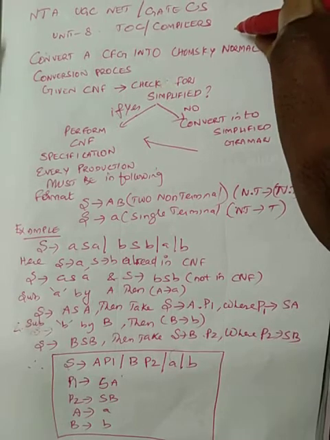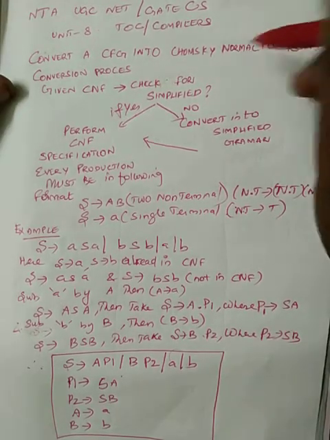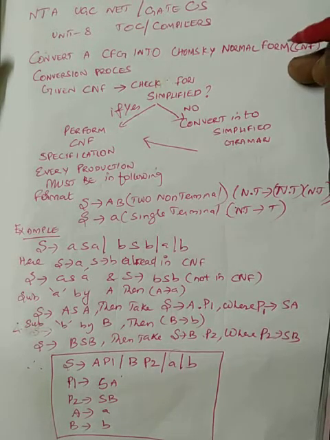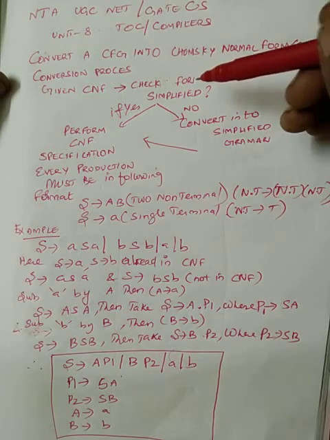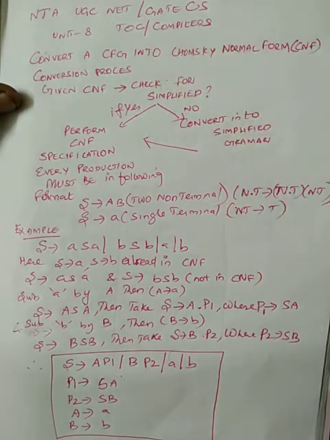Here I'll be discussing another very important concept in TOC and compiler, that is how to convert context-free grammar into Chomsky normal form. This is one of the normal forms present here, and we have one more normal form in TOC, that is Greibach normal form. We'll be discussing it later. And here I want to explain very clearly what the conversion process is.